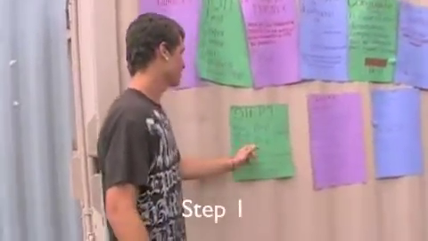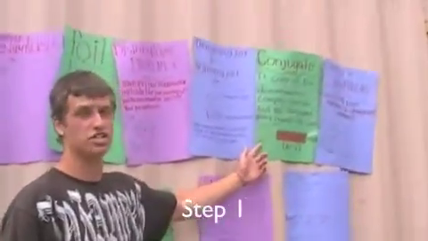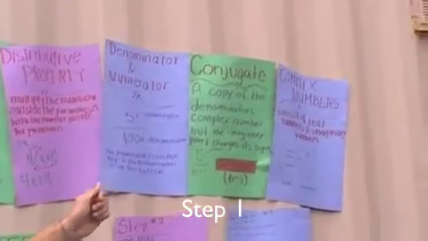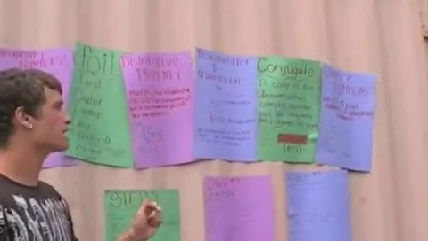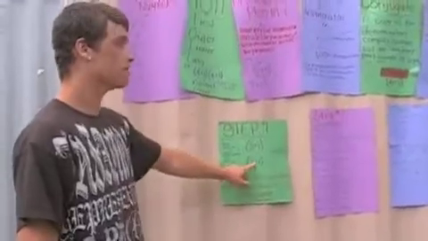Alright. In order to solve this problem, we must multiply by its conjugate. The conjugate is a copy of the denominator's complex number, but the imaginary part changes its sign. So as you can see here, the negative becomes a positive.